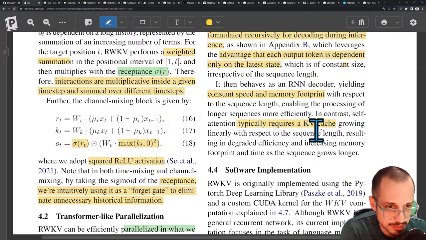Growing linearly with respect to the sequence length, resulting in degraded efficiency and increasing memory footprint as the time sequence grows longer.